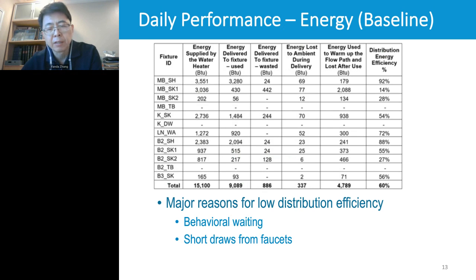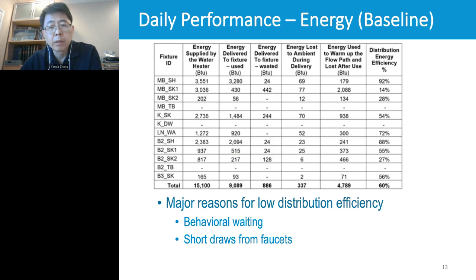Those data allow us to calculate the overall distribution efficiency for individual fixtures. If you look at the last column, we have the overall distribution efficiency. In this case, for the baseline, it's 60%. But you can see that the variation is very large among different fixture types. And it also definitely depends on your draw schedule.